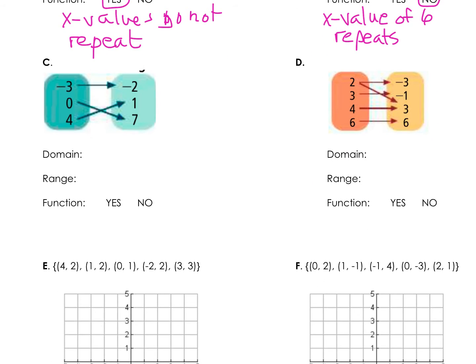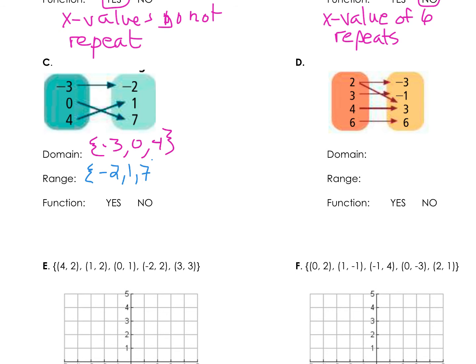If we look at a mapping, it's pretty simple to find the domain and range because notice that they've already listed it from smallest to largest and they haven't repeated values, and same thing here. So for your domain, we're just going to simply write -3, 0, and 4. My braces are getting worse and worse. There. And then for your range, it is -2, 1, and 7.